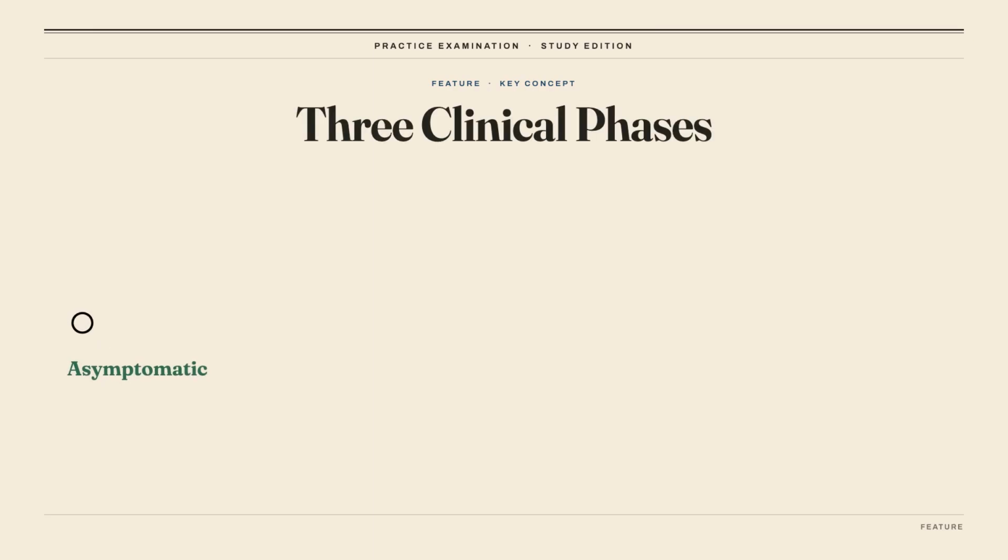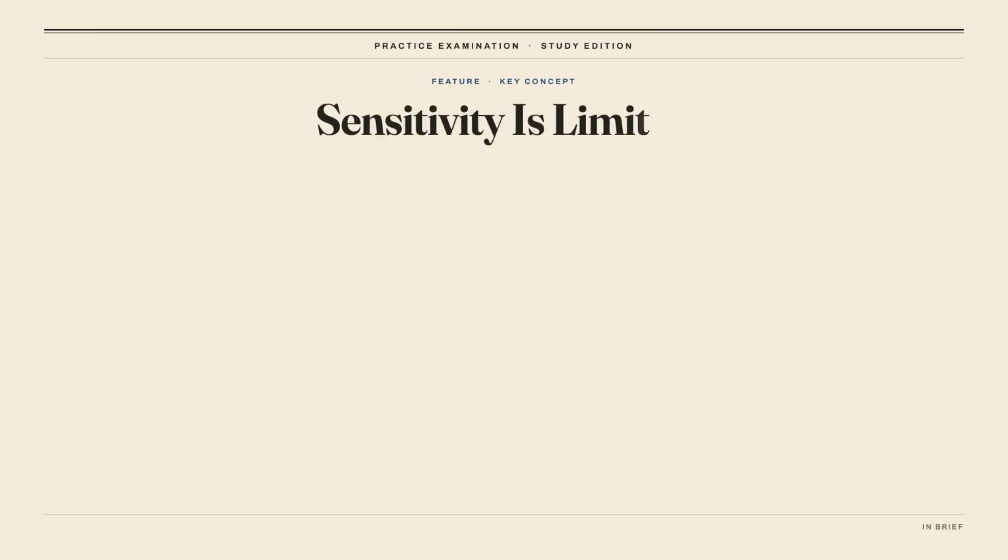Presentation sorts into 3 phases. Asymptomatic is most common, where screening and incidental discovery operate. Symptomatic means new steady abdominal, back or flank pain, signaling expansion and itself an indication for repair. Ruptured is the emergency: sudden tearing pain, hypotension, tachycardia and syncope.